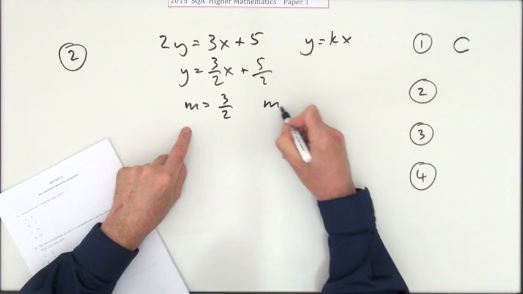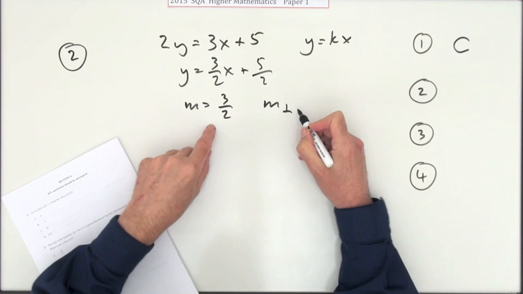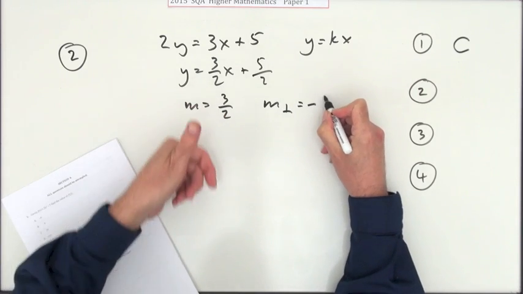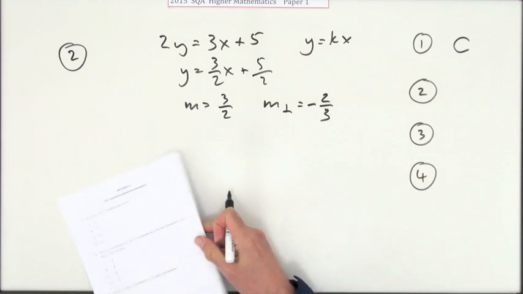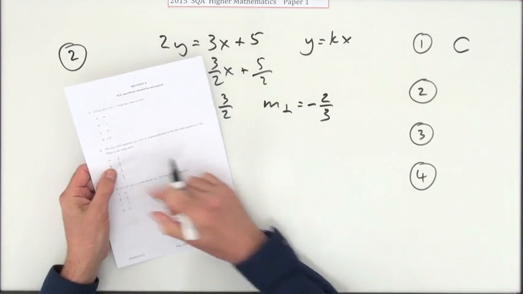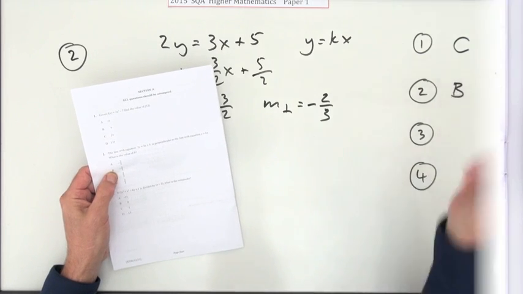So the perpendicular one, if it's meant to be perpendicular, will be the negative of the reciprocal. So it's negative 2 upon 3. Negative 2 upon 3 is B.